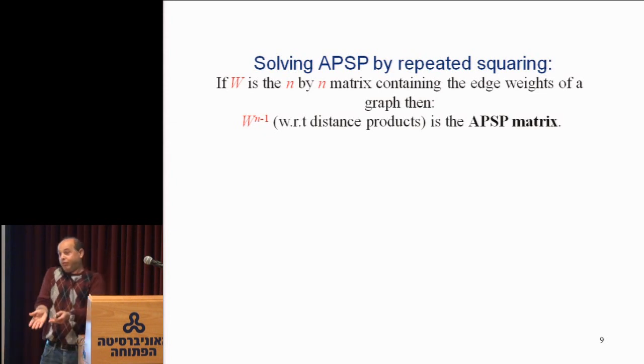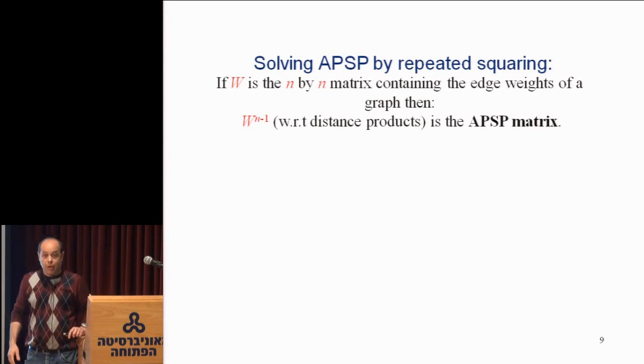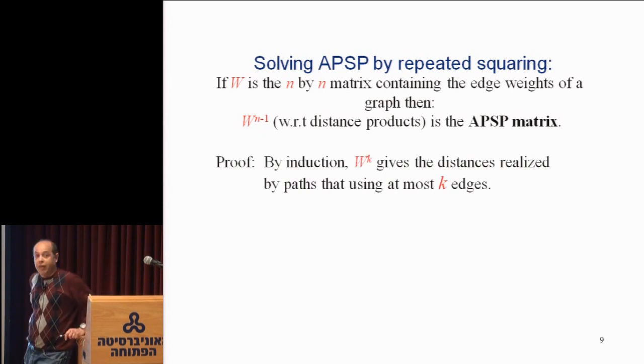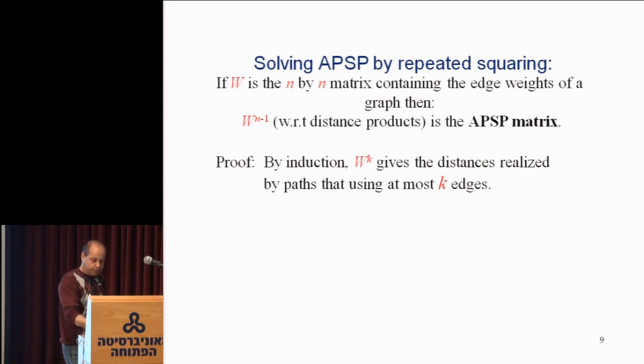And the claim is that if you raise it using this distance product to the power of n minus 1, then you will get the all pairs shortest path distance matrix. And actually, that's pretty easy to prove. You do it by induction. You prove that after you raised it to the power of k, this will give you the distances that are realized by paths that use at most k edges. And since any path uses at most n minus 1 edges, right, you never go in circles, then raising to the power of n minus 1 will give you the result.